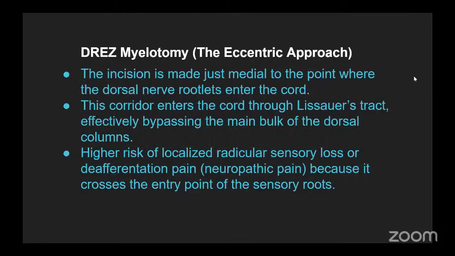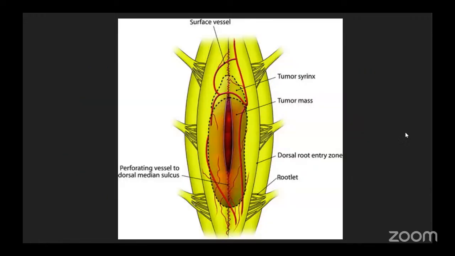So this is the eccentric approach. The incision is made just medial to the point where the dorsal nerve rootlets enter the cord. This goes through Lissauer's tract. There is still a risk of localized radicular sensory loss. Patients can also have deafferentation pain or neuropathic pain because it crosses the entry point of the sensory roots.